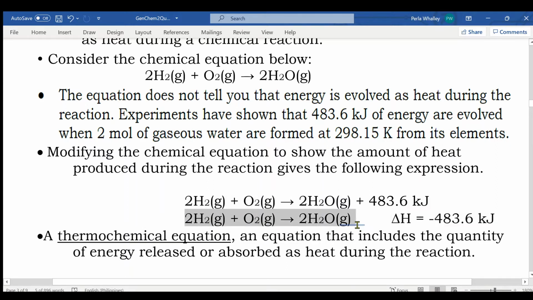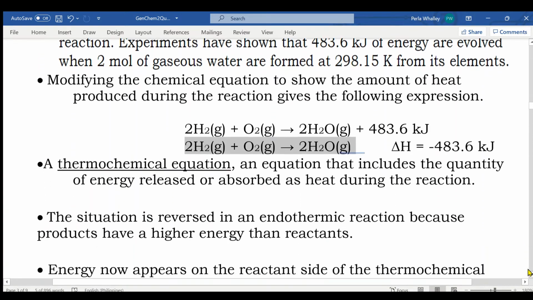That means that the energy evolved or released is not included in the formula, but you can write it as delta H is equal to 483.6 kilojoules, but it is negative because it is evolved or released. A thermochemical equation is an equation that includes the quantity of energy released or absorbed as heat during a reaction.